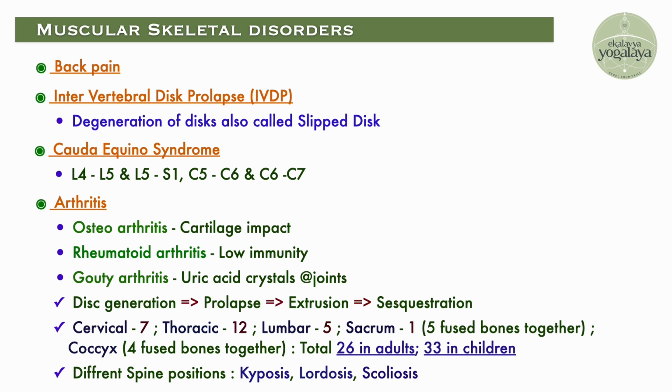Now, musculoskeletal disorders: back pain, intervertebral disc prolapse, IVDP, cauda equina syndrome, arthritis. The types of arthritis are osteoarthritis, rheumatoid arthritis, gouty arthritis. In the spine, cervical 7, thoracic 12, lumbar 5, sacrum and coccyx. 26 in adults, 33 in children. Different spine positions: kyphosis, lordosis, scoliosis.